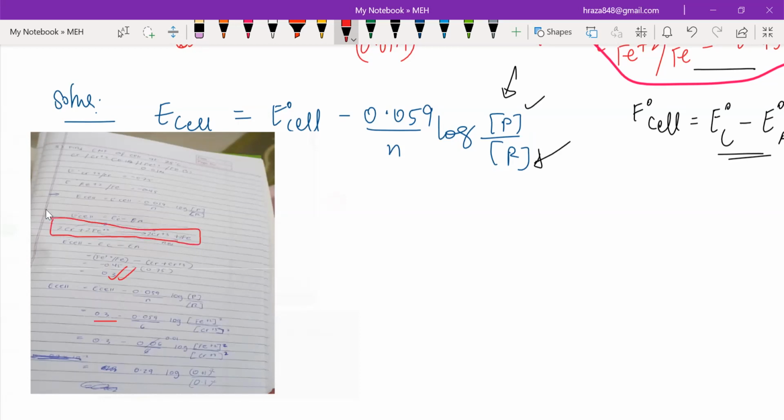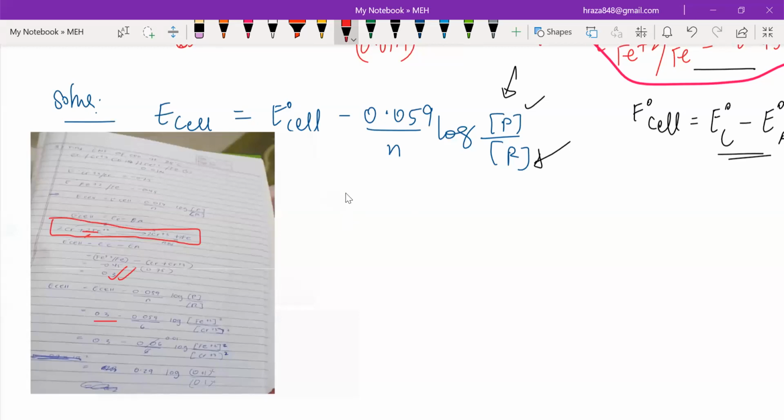So the equation is 2Cr plus 3Fe plus 2. Why is it 2? Is it 2 here? Okay, let me show you. Two, it will be 6. Yeah, it is wrong. It is wrong.